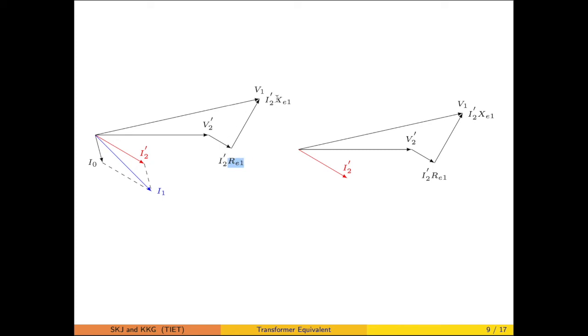This will be the I2 dash XE1 likewise, and you will be getting the V1. This particular I1, I0, they are not influencing this particular phasor. So in the second approximation, this I1, I0, etc., are eliminated and it comes out to be a simplified arrangement. So these are the two approximations, and with these approximations we will not be losing any significant accuracy, whereas the calculation and the phasor development come out to be much simplified.